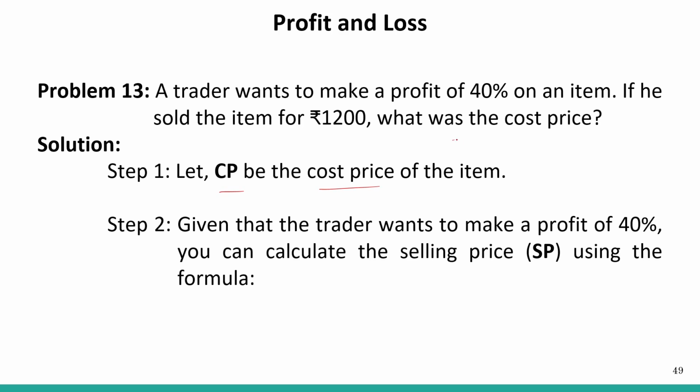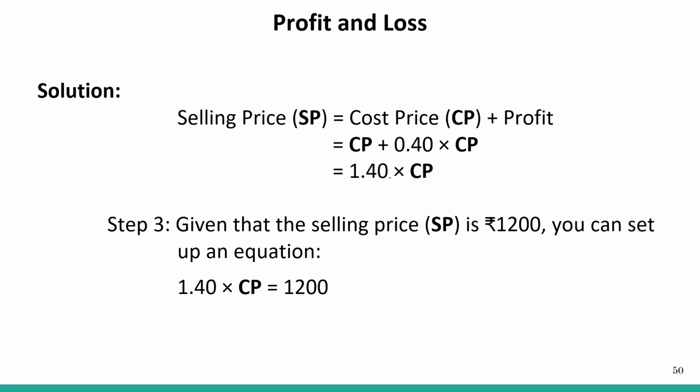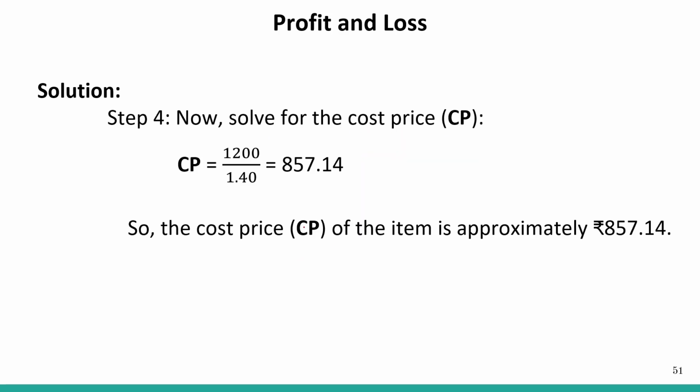So let CP be the cost price of that item, right? So given that the trader wants to make a profit of 40%, so you can calculate the selling price using what? It will be 1.40 into CP by using the formula cost price plus profit. Profit is known as what? The profit percentage in decimal form into cost price, and we add it with cost price to get the selling price. So it will be 1.40 CP. Okay, so now algebraically solving for CP by taking it to the left hand side and putting all the known factors in the right hand side, what we are left with is 857.14. Okay, so the cost price of the item is approximately this much, that is 857.14 rupees.